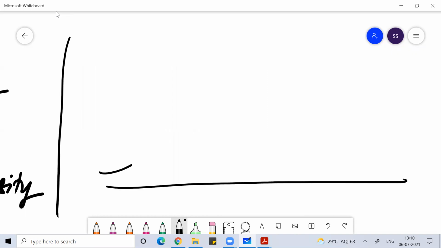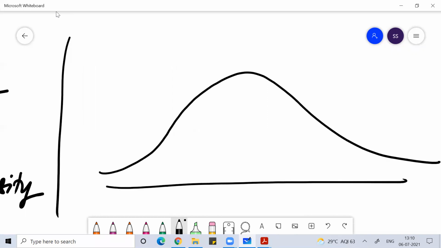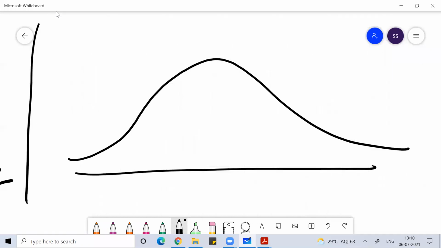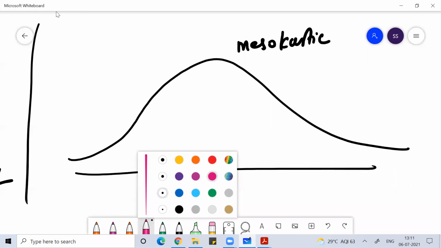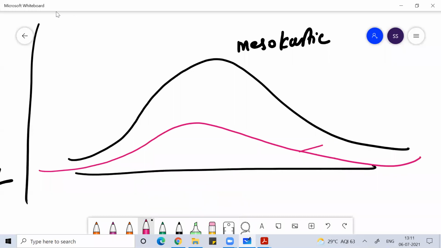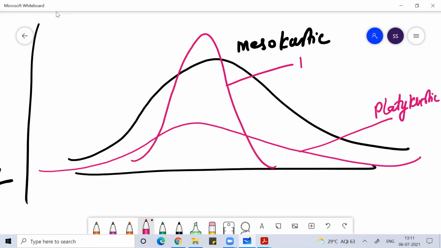When we talk about statistics, I told you that everything around us follows this normal distribution curve, which we call this bell-shaped curve. This is called a mesokurtic distribution. The shape of this curve can be leptokurtic or it can be platykurtic. This would be platykurtic, or the shape can be leptokurtic like this.